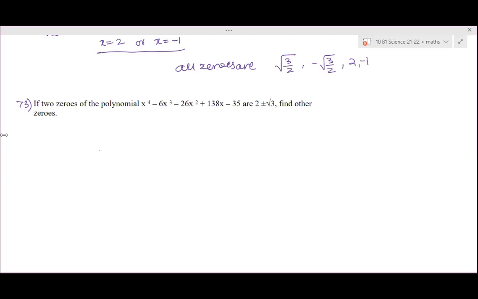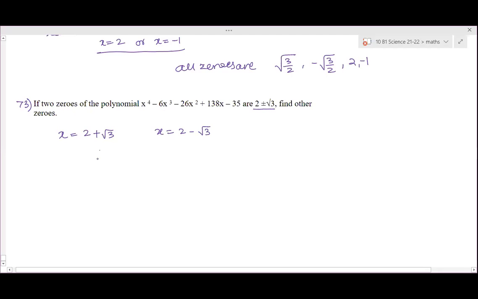Ma'am, it's written plus minus root 3. Everyone completed 72, then tell me. Yes, ma'am, done. So here they have given two zeros are 2 plus minus root 3. That means one value of x is 2 plus root 3 and second value is 2 minus root 3.